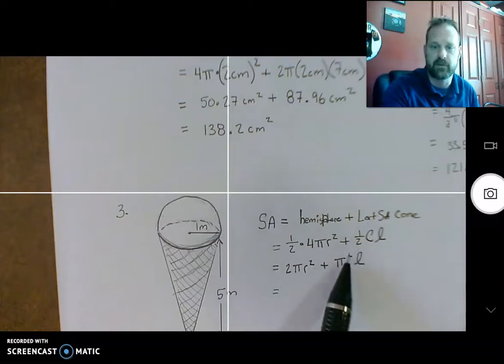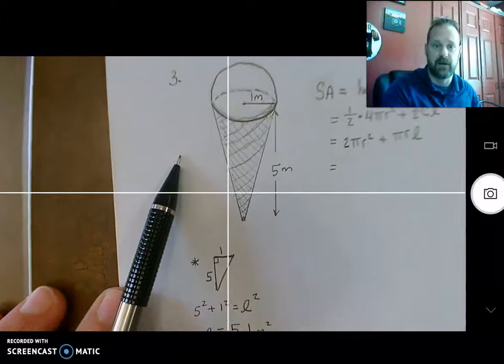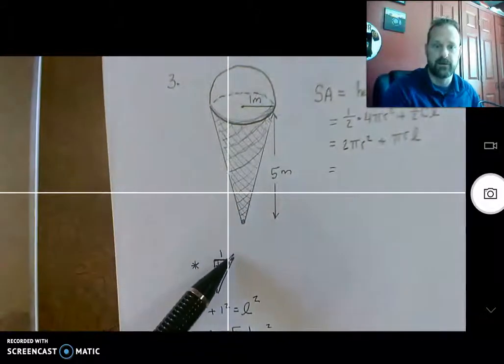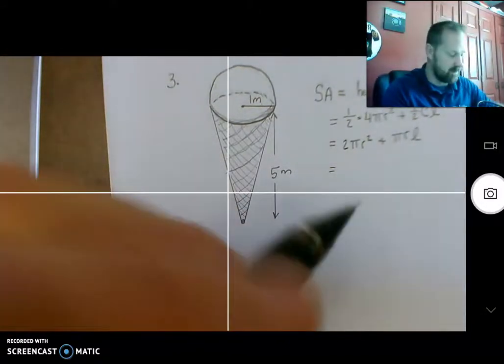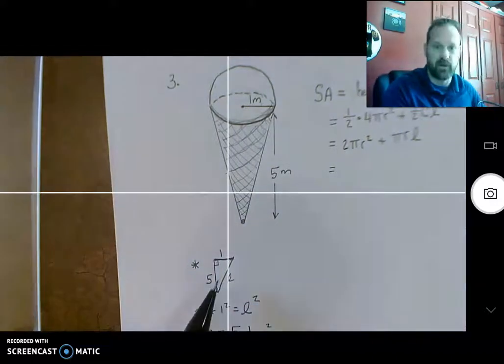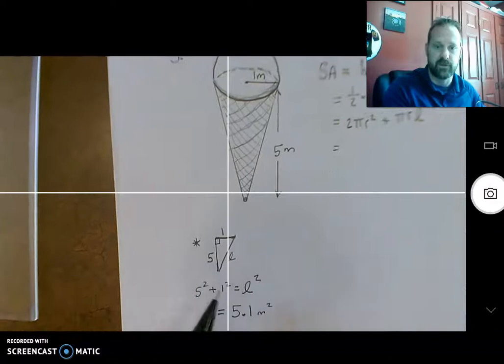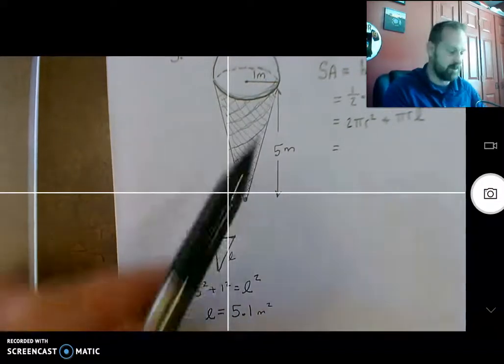And then lateral is 1/2 circumference times slant height. The circumference is 2 pi r, which reduces to pi r, then multiplied by the slant height. I already did it down here. This forms a right triangle. Let me put L in there. That's what we want, the hypotenuse, which is the slant height. The square root of 26 is approximately 5.1. It's not much bigger than 5.